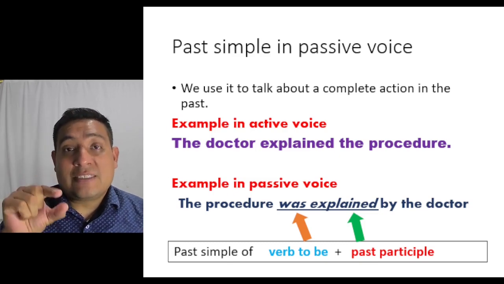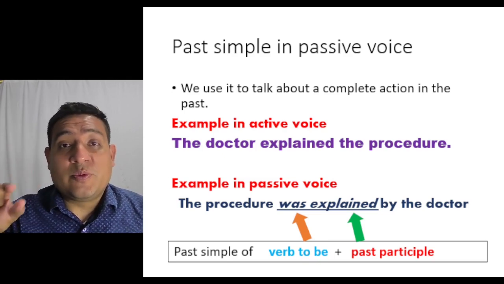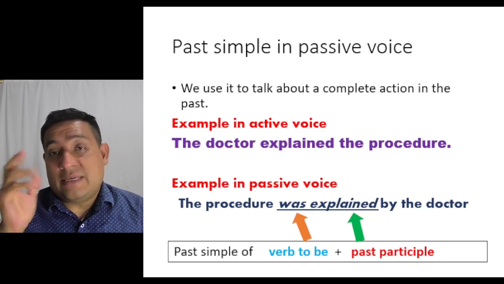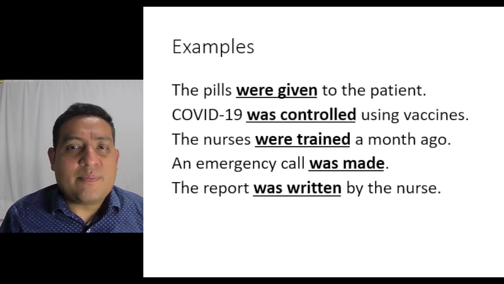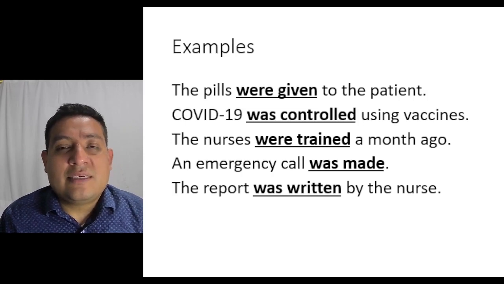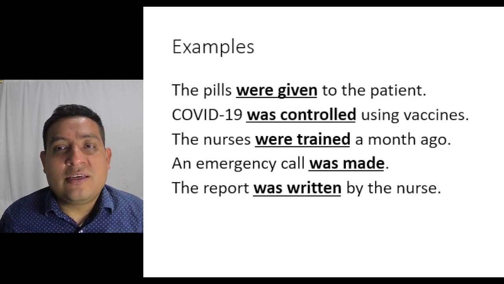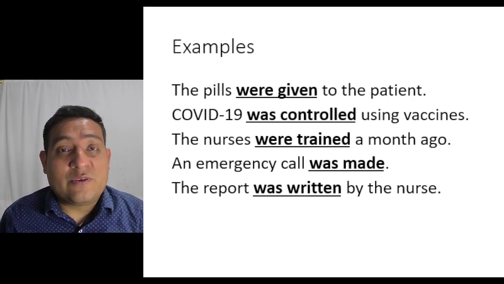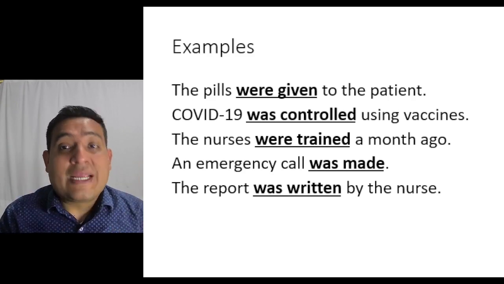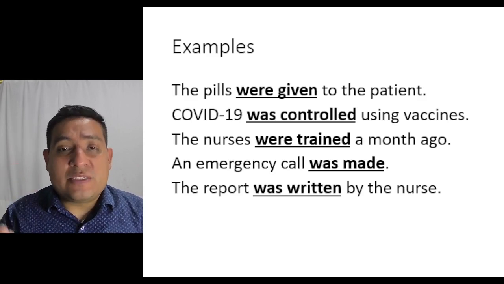We use the past of the verb to be, and we use the past participle of the verb explain, in this case a regular verb. These are some extra examples that you can look at. Example number 1, the pills were given to the patient. Who gave the pills? Maybe a doctor. If this were an active voice sentence, we would say a doctor gave the pills to the patient. But here we're only using passive voice. The pills were given to the patient.